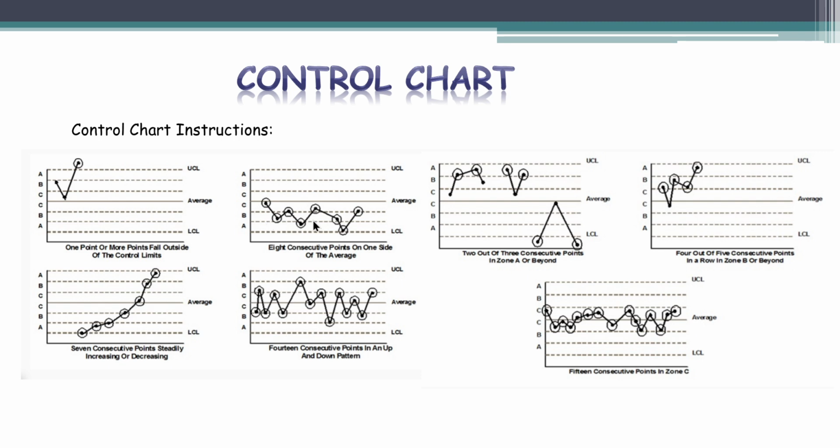a run of 8 consecutive points on one side of control limit, a cyclic pattern, that is 14 consecutive points in an up and down manner, 2 to 3 consecutive points near the control limit, and 4 or 5 consecutive points in a row on one side, and if there is a mixture pattern. When we see such a pattern, we need to stop the process and take action immediately.